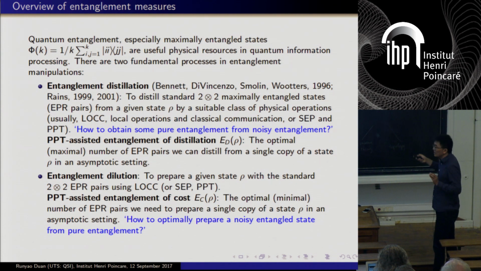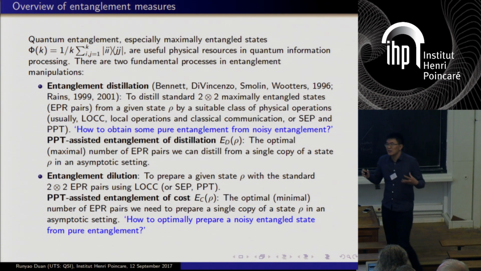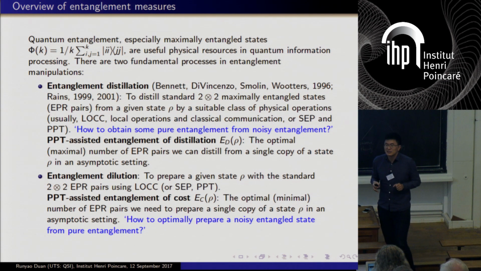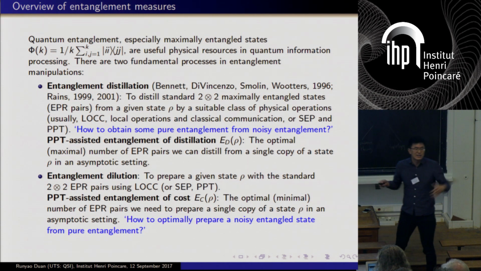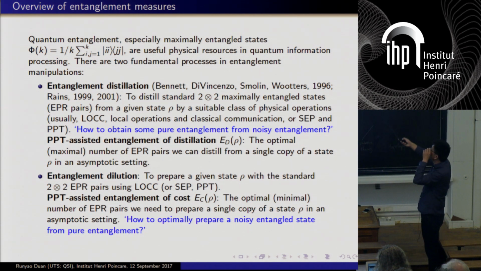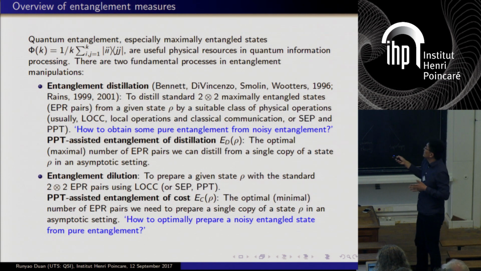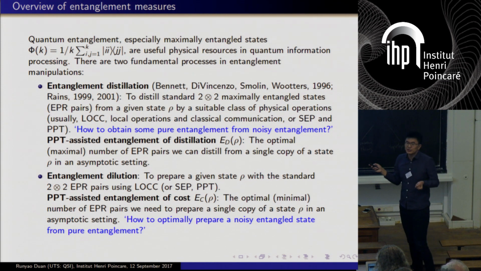Entanglement distillation is a way to distill a mixed entangled state into some copies of this maximally entangled state. So it is a way we transform some noisy resource into some pure resource. This is a very natural task. For this, we consider different classes of operations.